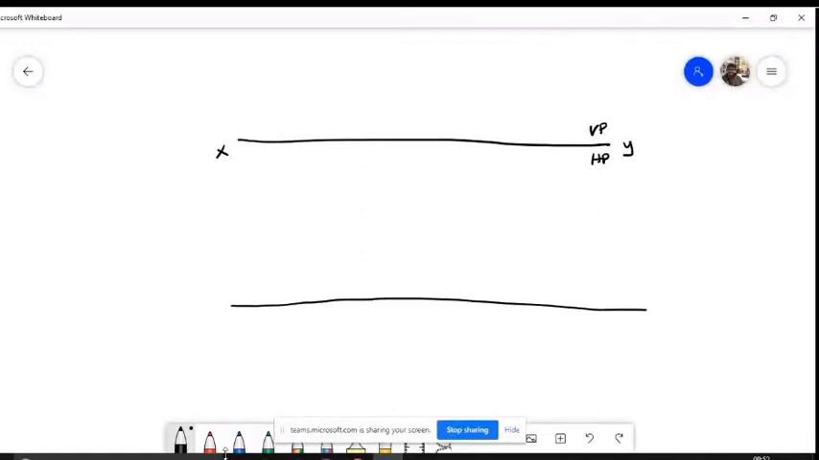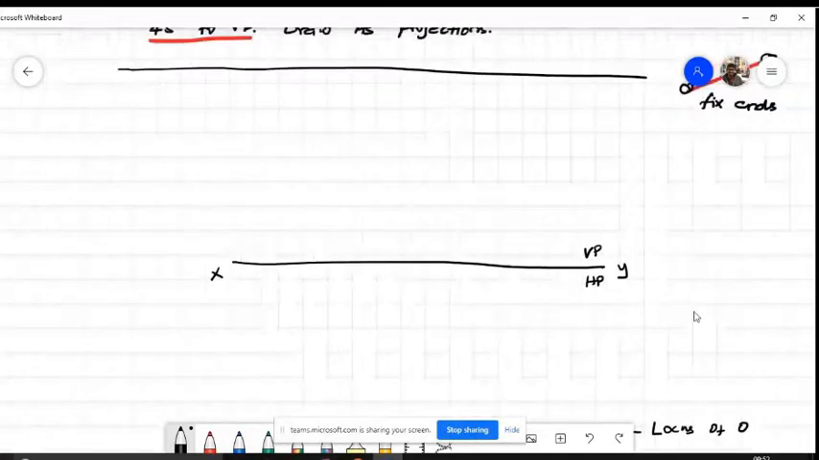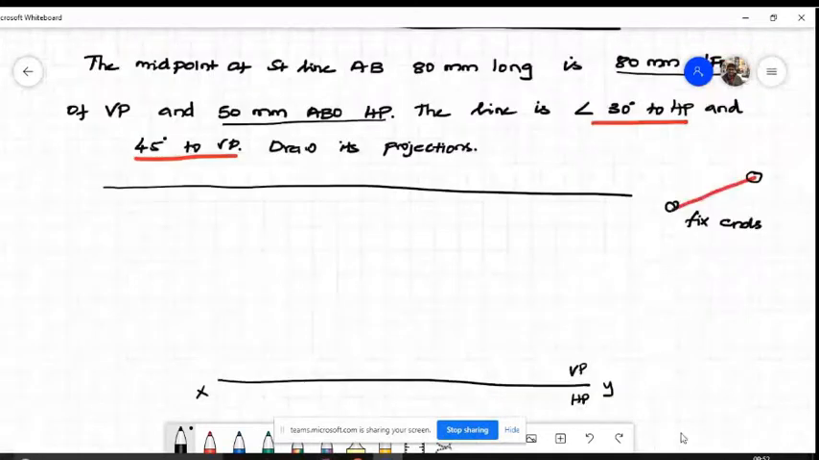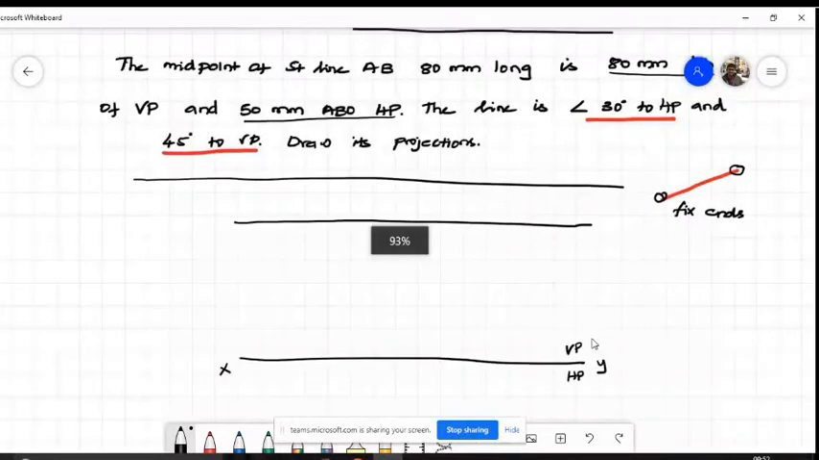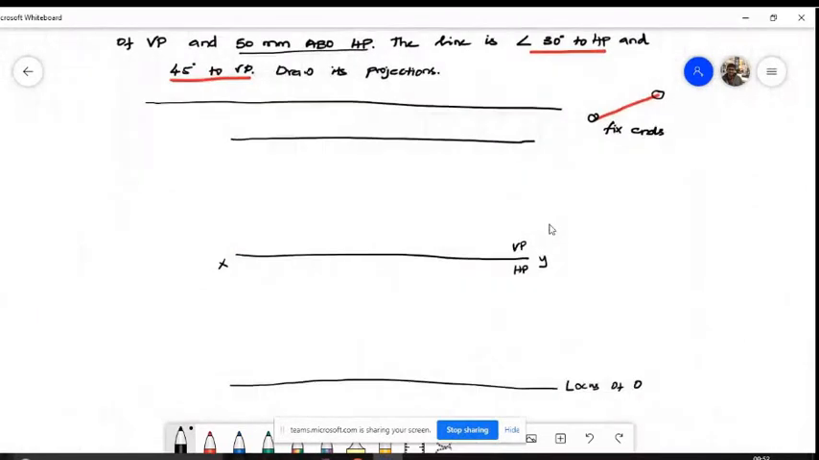So you draw a line. Let's name the midpoint with an alphabet, let's take O. This will be my locus of O because it's in the top view. Similarly, you need to draw the locus of the midpoint in the front view. So that is 50 mm, so draw a line for 50 mm. Actually, the space may not be sufficient. Draw it again.